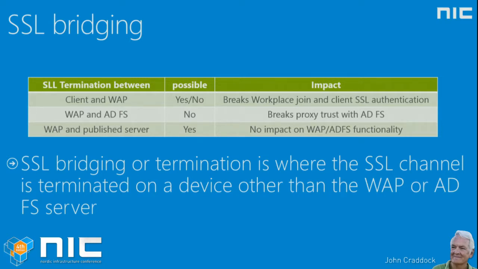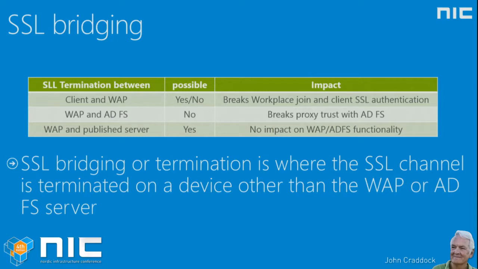If you've got the WAP here, you'll have a WAP farm, then an ADFS farm, and a load balancer in between. What you can't do is SSL termination or bridging. You can't terminate the SSL and then recreate it, because it will break the authentication between the WAP device and the ADFS device. Finally, between the WAP and the publishing server, absolutely, we can do that. We've got the publishing server down here and the WAP here. If you want to, you can certainly have a network device doing SSL bridging.